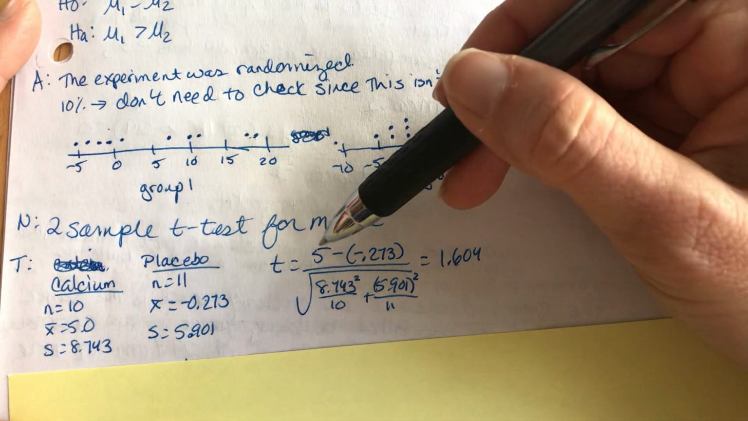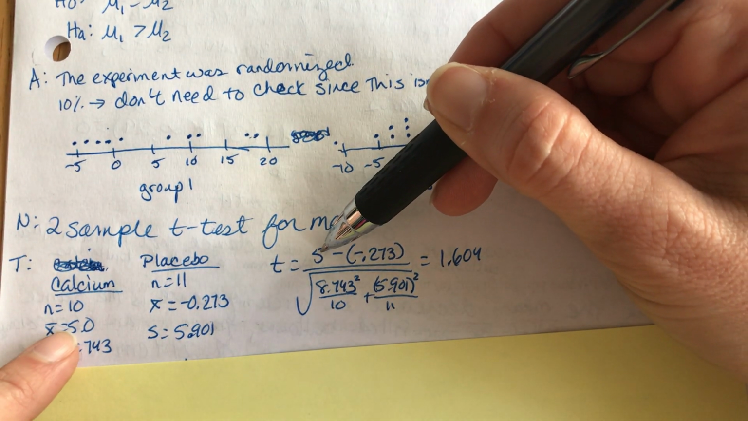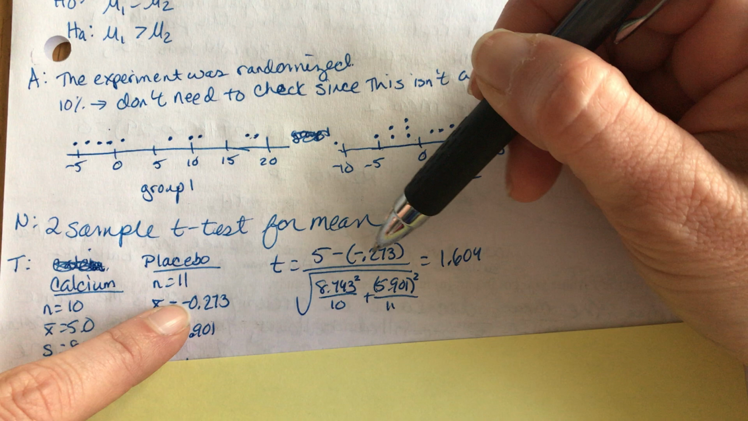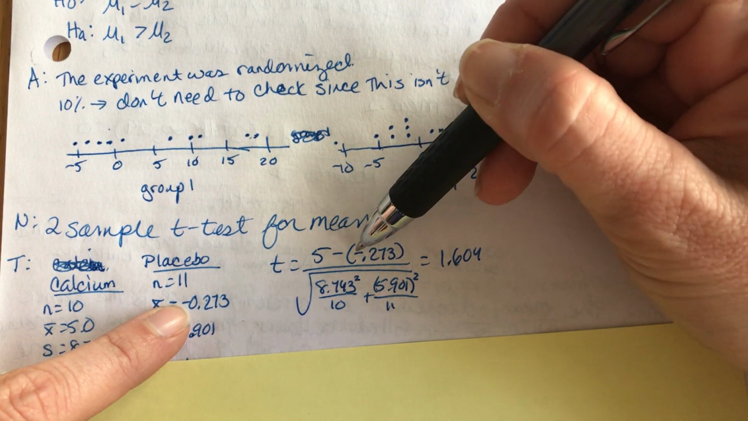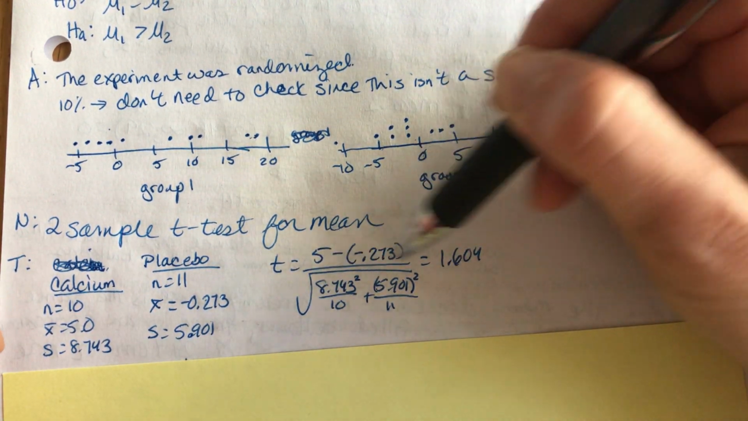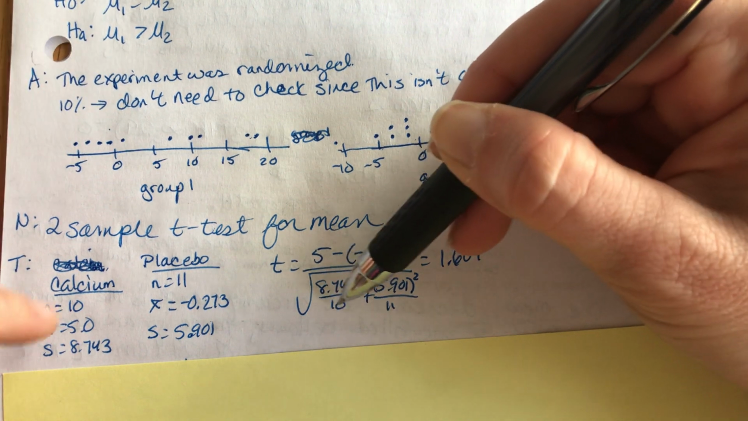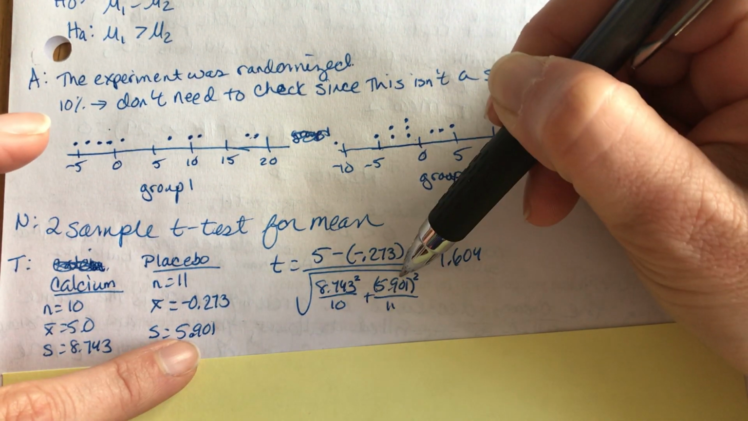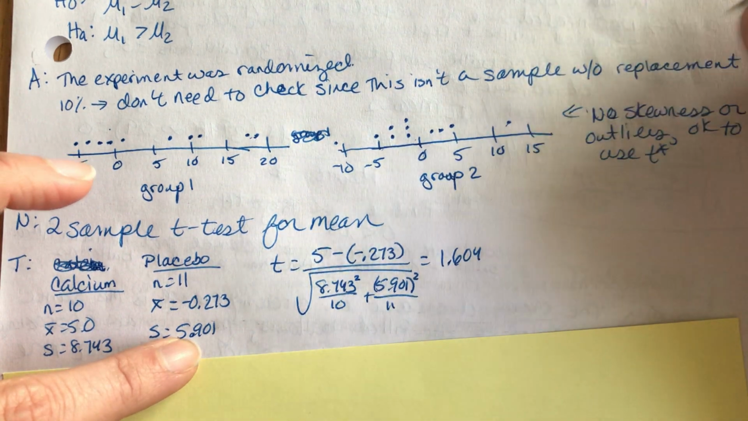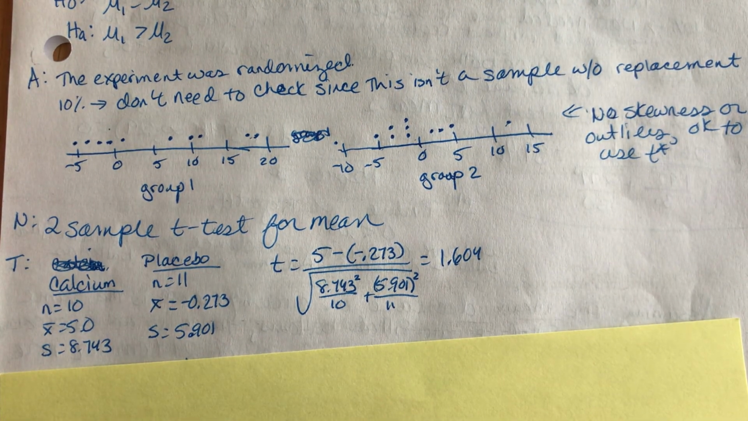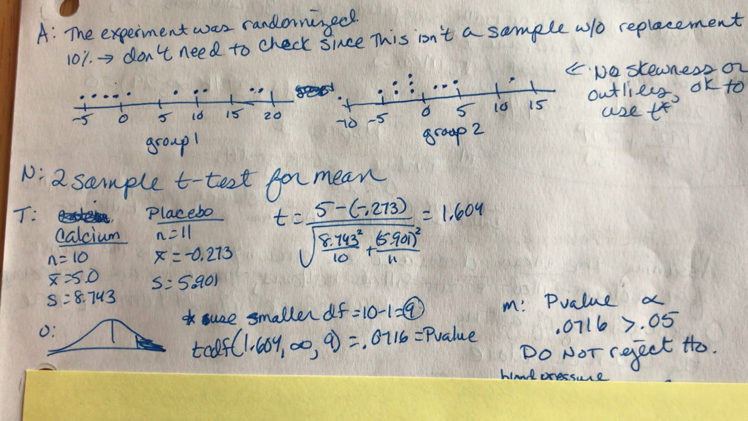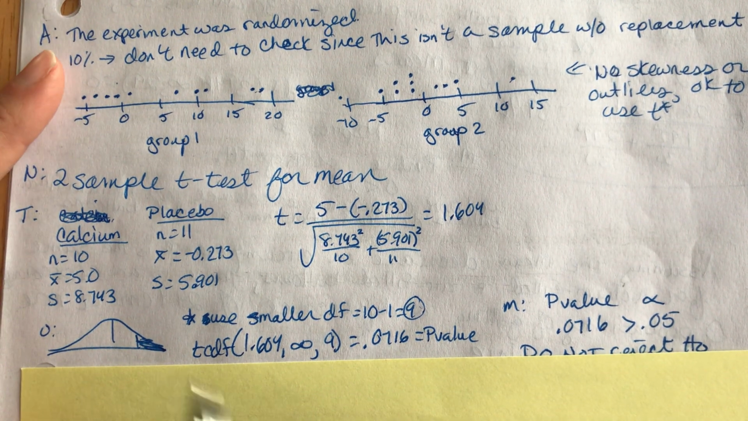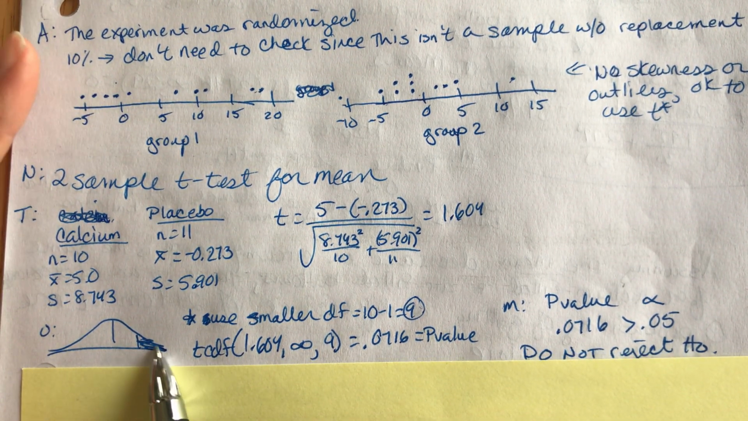You're going to have x bar 1 minus x bar 2. Be careful, minus a negative is really addition, okay? Then you do your square root. This is calcium. This is the placebo. Okay, we got 1.604.